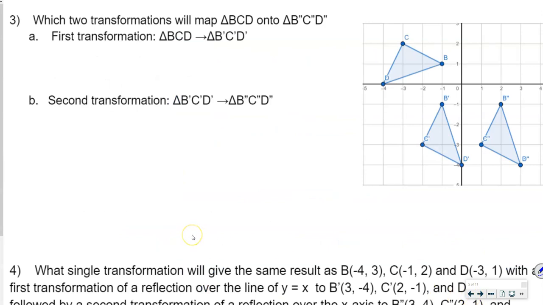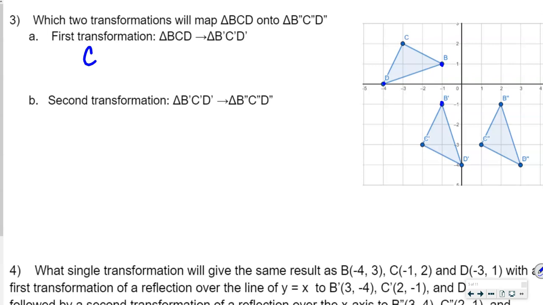So now it says which two transformations will map ABCD to A''B''C''D''. Okay, so we're going to go from ABCD to A'B'C'D'. I'm not going to use point B, and I'm not going to use D, because of the 0 and the 1. That doesn't help me because it doesn't give me 2 points. So I'm going to use point C.